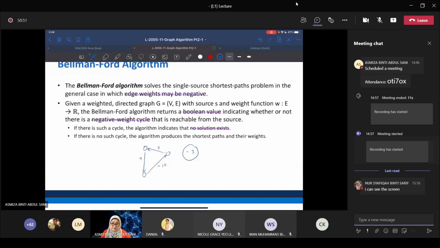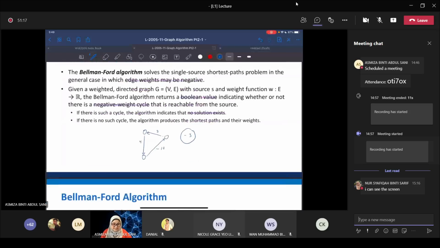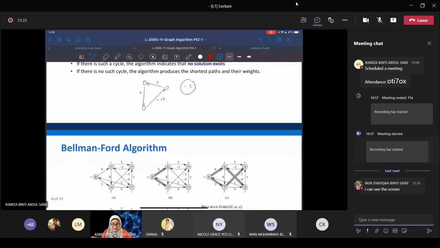What do you mean by negative cycle? If you have a negative cycle inside your graph and you run Bellman-Ford, you're not going to get the solution. You will get it partially, but you're not going to get the most optimal solution because of this negative cycle. So basically this is the drawback of it. Now we're going to look at how Bellman-Ford actually works.